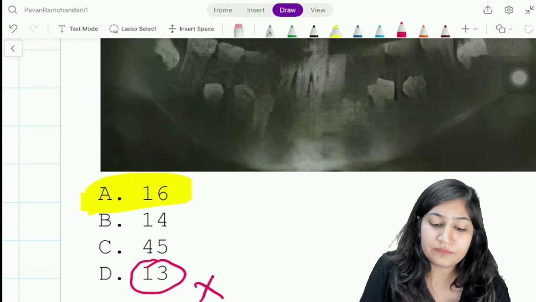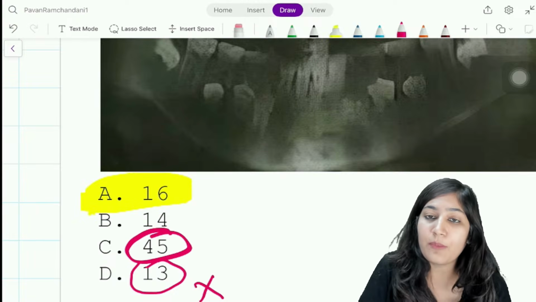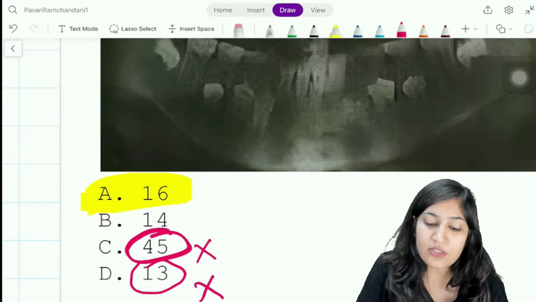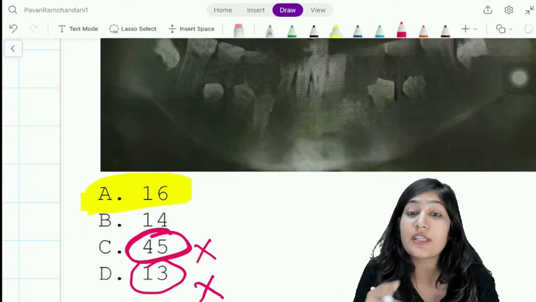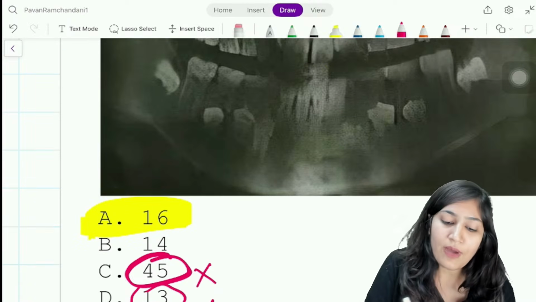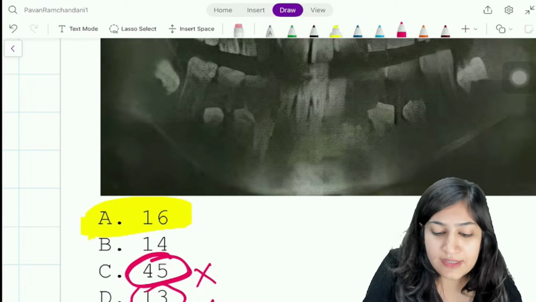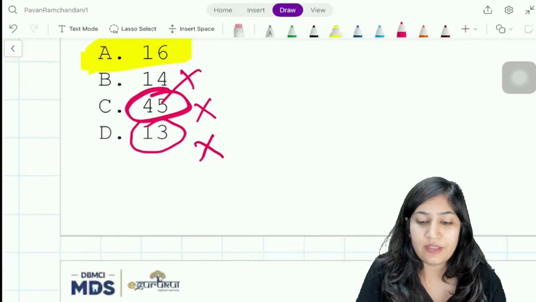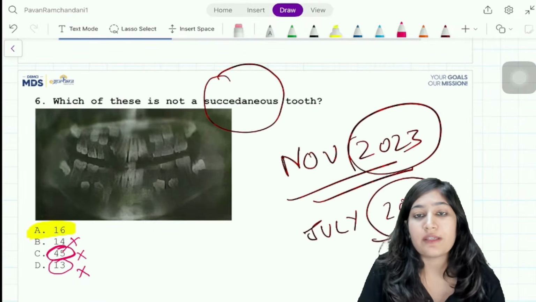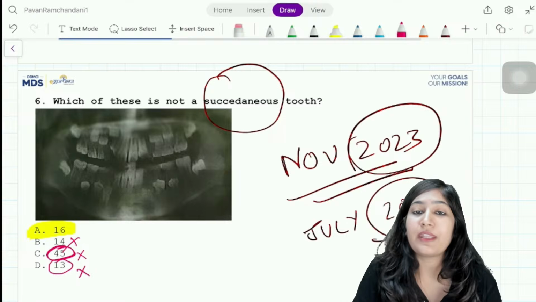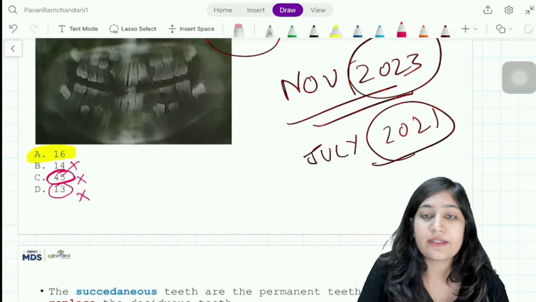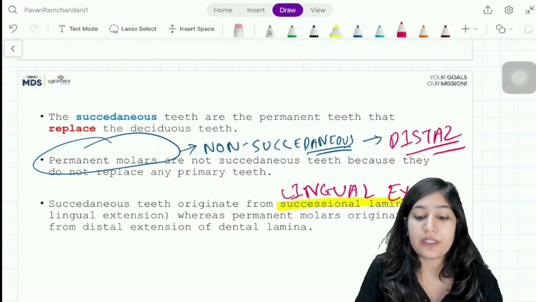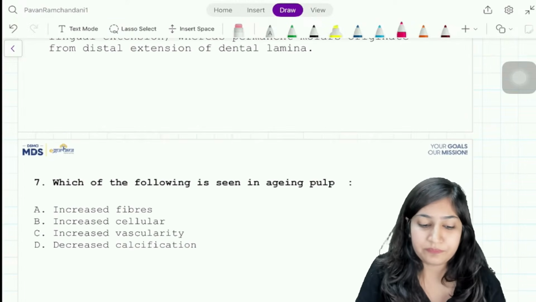4-5 is again premolar. This is also not correct, this is also a succedaneous tooth. Here it is asked which is not a succedaneous tooth. 1-4 is definitely a succedaneous tooth. So the remaining option is 1-6. This was also a repeat question, asked in 2023 as well as in 2021. So you can see till now we have 3 questions which are repeated from the same topic.